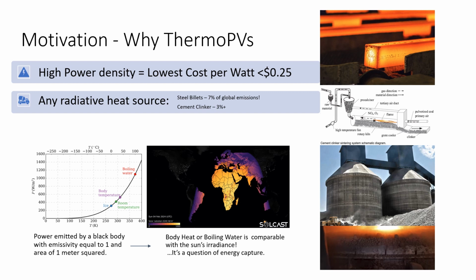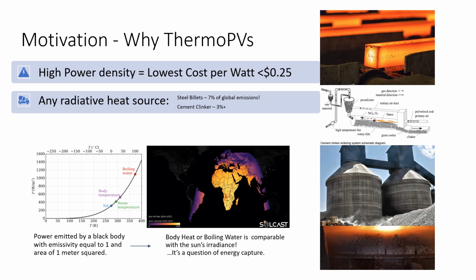Well, TPVs, or thermophotovoltaics, offer the lowest cost per watt, and industrial heat is also a huge contributor to global emissions. So if we could have a device that you put next to steel billets or a cement clinker, it would perform far more efficiently than solar cells on their own because it's acting as a heat engine. That would be a considerable good use of recycling heat energy and reclaiming about 50% of it.